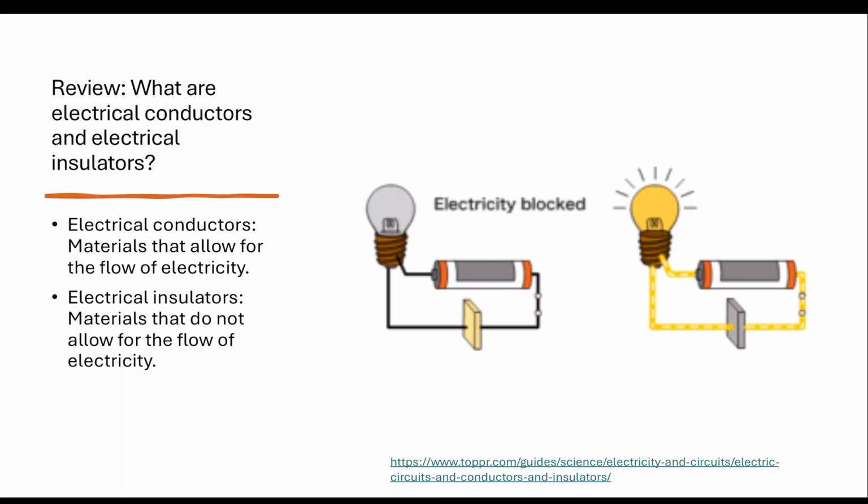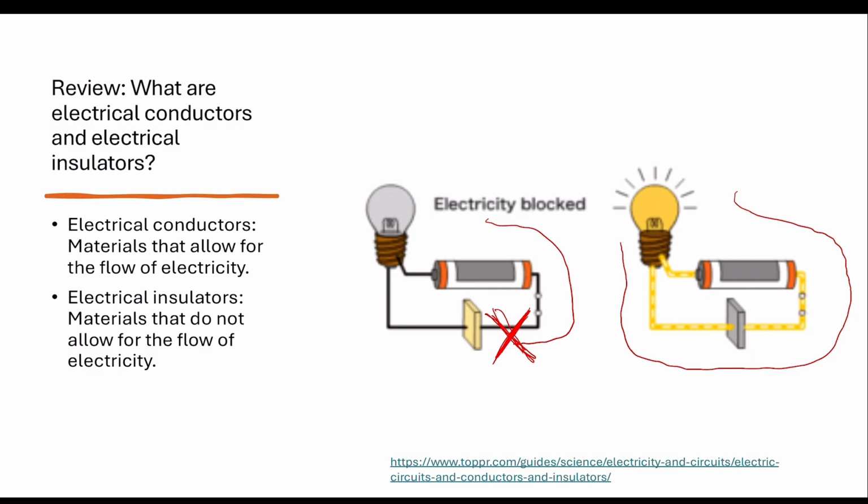But before we get into examples, let's review what exactly is an electrical conductor and an electrical insulator. Electrical conductors allow electricity to pass through easily, while electrical insulators block the flow of electricity. The picture at the far right shows an example of an electrical conductor, where the light bulb is able to light as electricity passes through completely. On the left shows an example of an electrical insulator, as the electricity is blocked, not allowing the light bulb to light.